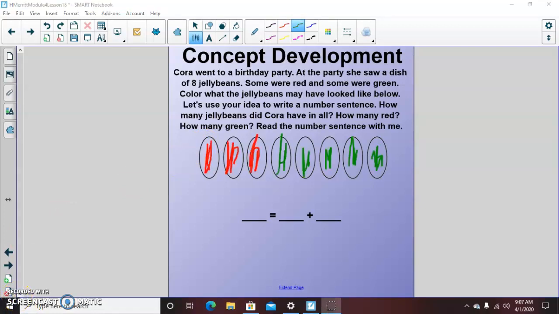Alright, so I am sorry about the coloring, but it is not easy to color on a computer screen. So what I want you to do is pause and look at this picture. Count how many red and how many green. And then write your number sentence. All right, let's see if we got the same answer. So remember, today we're writing whole equals part plus part. So whole is everything we have all together. Let's count. 1, 2, 3, 4, 5, 6, 7, 8. So we have 8 as our whole.